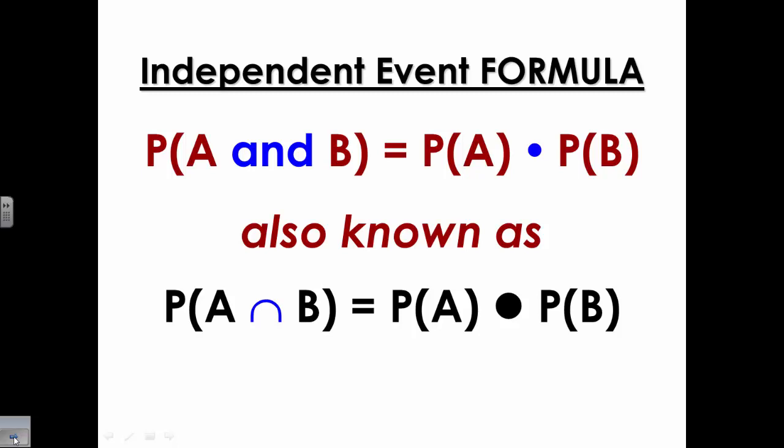Make sure you have this formula. For the probability of A and B, it's the probability of A times the probability of B.